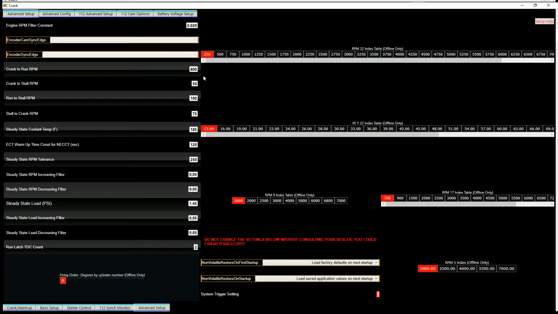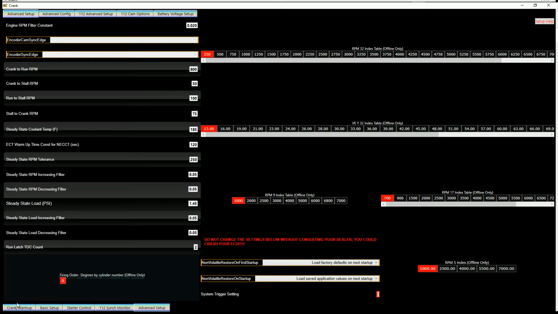Then when you hit the key off, it's going to go run to stall once it goes below 100. So you're staying in run down to 100 RPM. Once you drop below 50, it's going to go to stall. So you'd have 50 RPM between 100 and 50 where we're going back into crank, but obviously we're not trying to refire the car if the key's off. It's just going to turn off anyways.